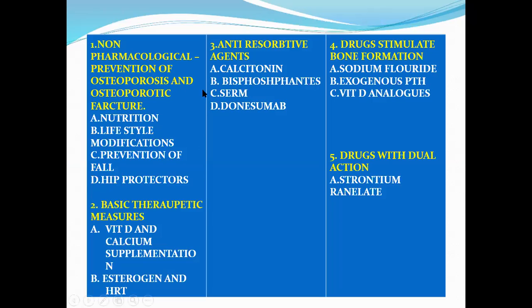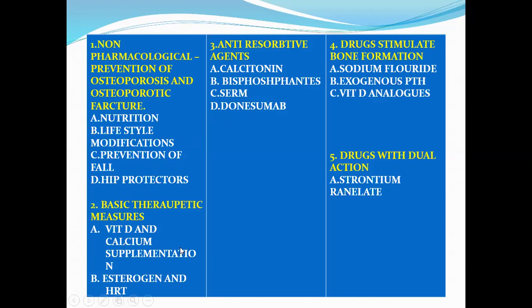Non-pharmacological prevention of osteoporosis and osteoporotic fracture: which type of nutrition is required, then lifestyle, what type of actions and which activity you have to perform, which habits you have, which type of food, at what time you have to consume it, what you should do and what you should not do. Then prevention of falls, hip protectors, and likewise the different precautions that are suggested.